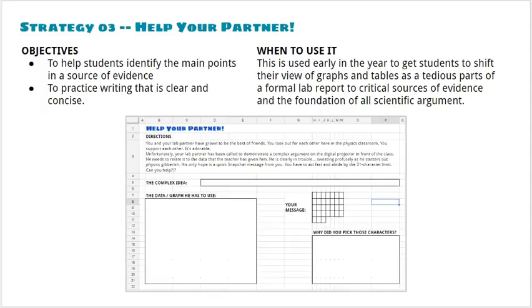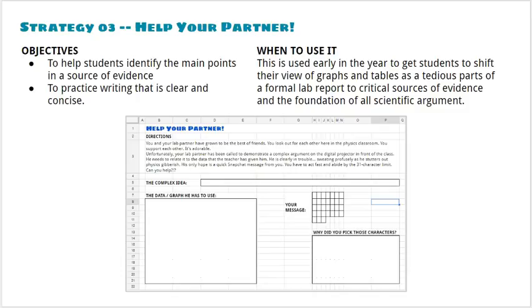Welcome. Today I'm going to talk to you about the third strategy here, and it's kind of building on the work that was done in the first two. So if you're following them in order, you're kind of seeing a progression as they move on. This one specifically, I think, is about evidence.